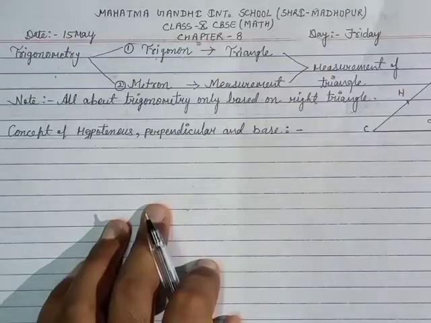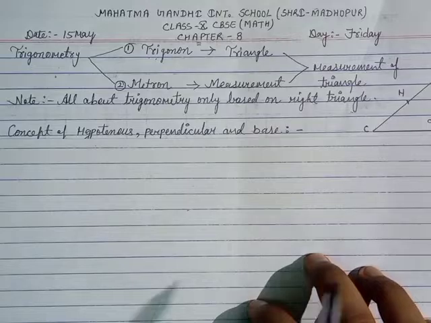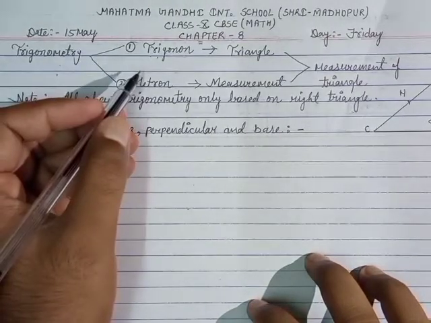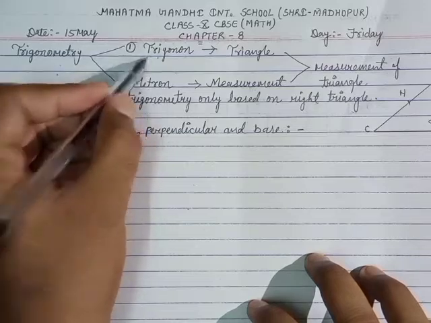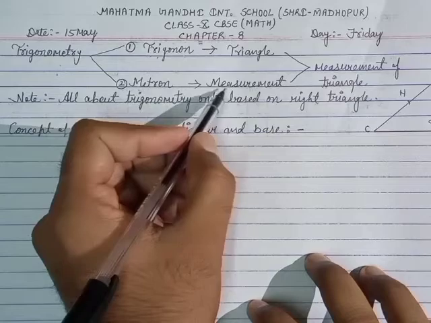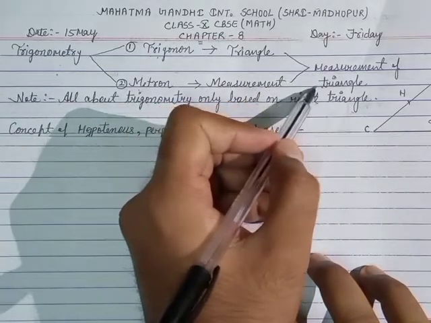Friends, today we will discuss Chapter 8, which is trigonometry. Trigonometry is basically made of two words, trigonon and metron. Trigonon means triangle and metron means measurement. Hence, it can be read as the measurement of the triangle.